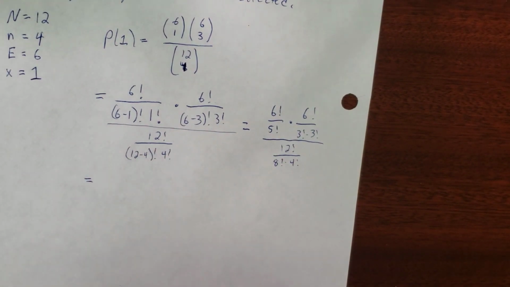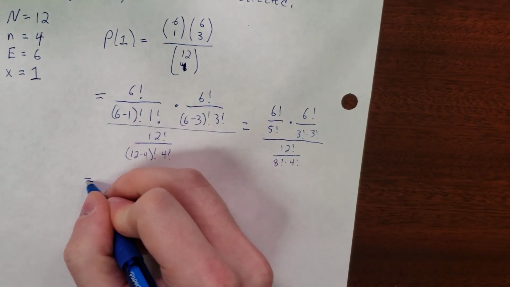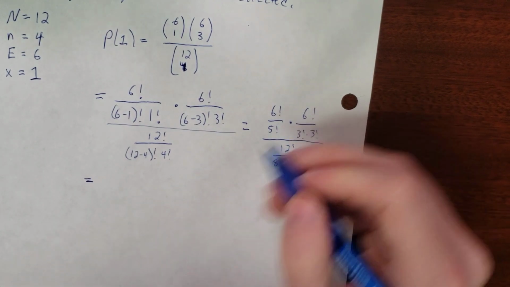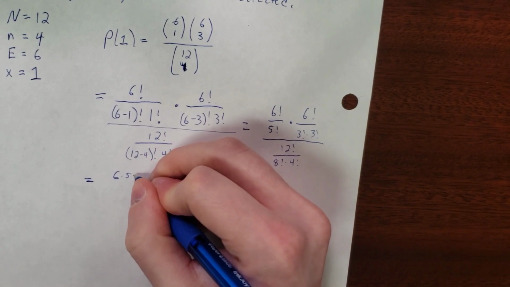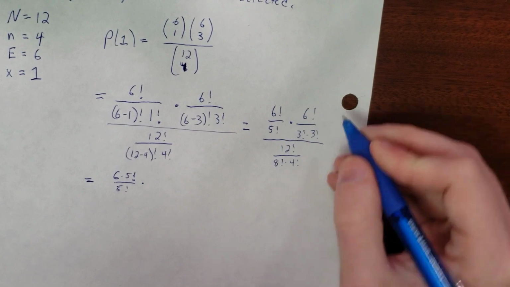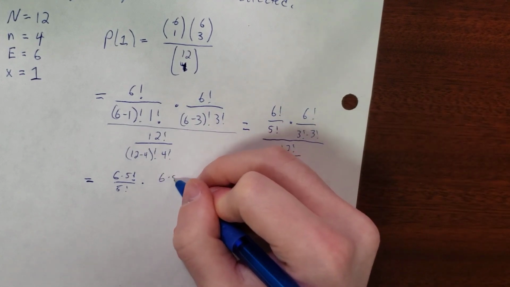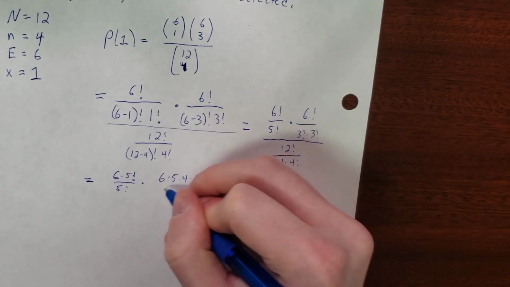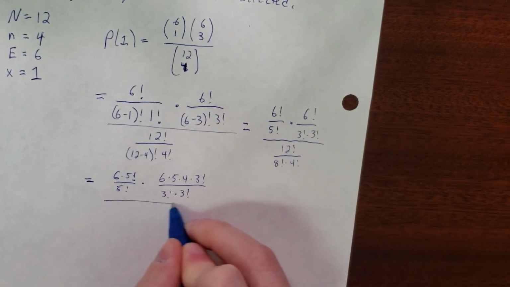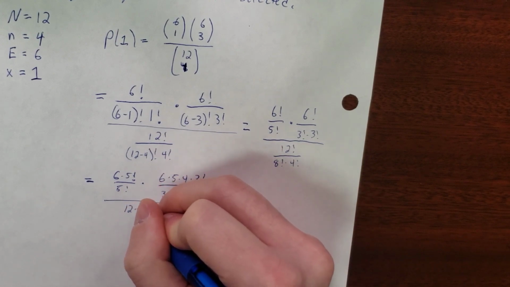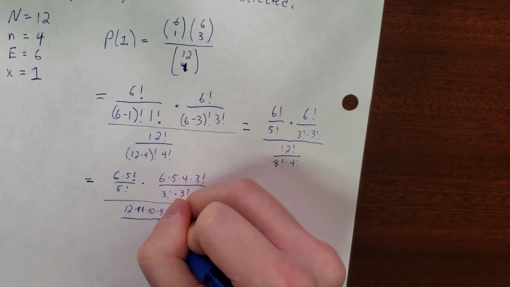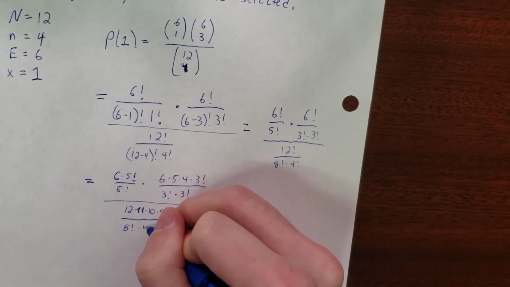Well, this is equal to 6 factorial over 5 factorial. That's 6 times 5 factorial over 5 factorial. Then we have 6 factorial, which is 6 times 5 times 4 times 3 factorial, divided by 3 factorial times 3 factorial, all divided by 12 times 11 times 10 times 9 times 8 factorial, divided by 8 factorial times 4 factorial.